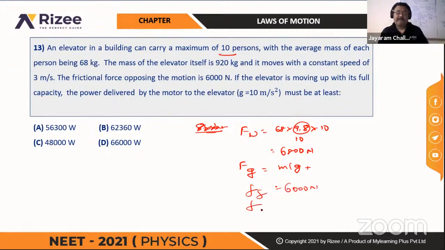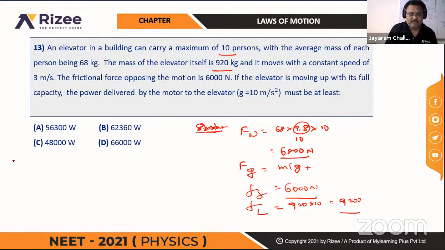And what is another force we need to apply here? Since the elevator is moving in the upward direction, we also need the mass of the elevator. That is for the weight of the lift, which is 920 into 10, that is 9,200. So we sum up all these three forces: 1, 2, and this is 3.